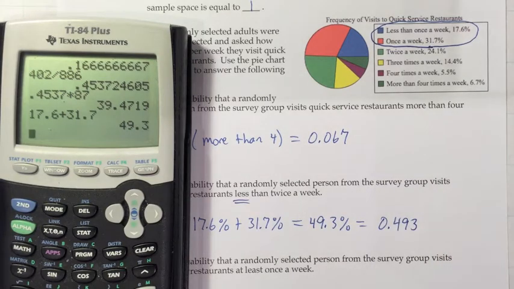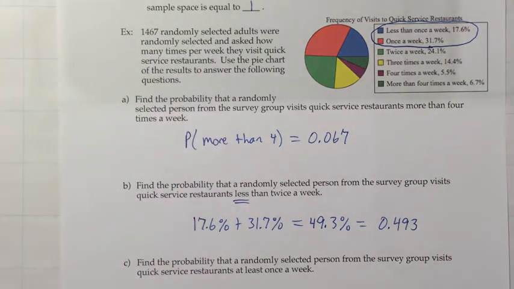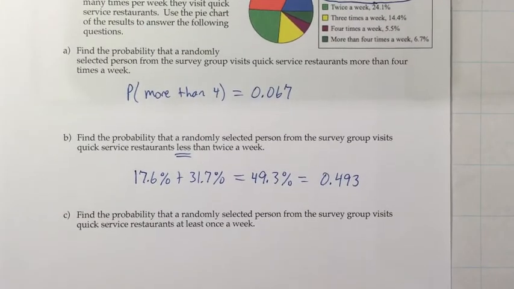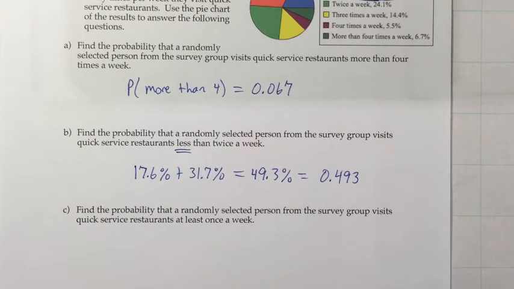So 0.493. So if they give you a word description and it's more than one of the categories there, then just add those percentages together. We'll talk about that a little more as we continue on in the packet.